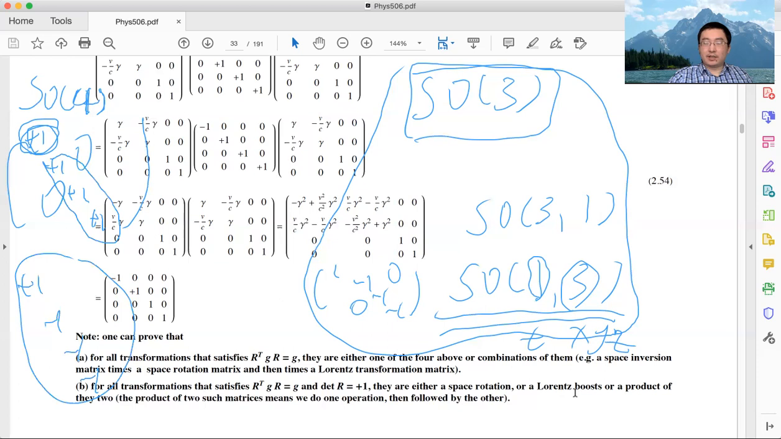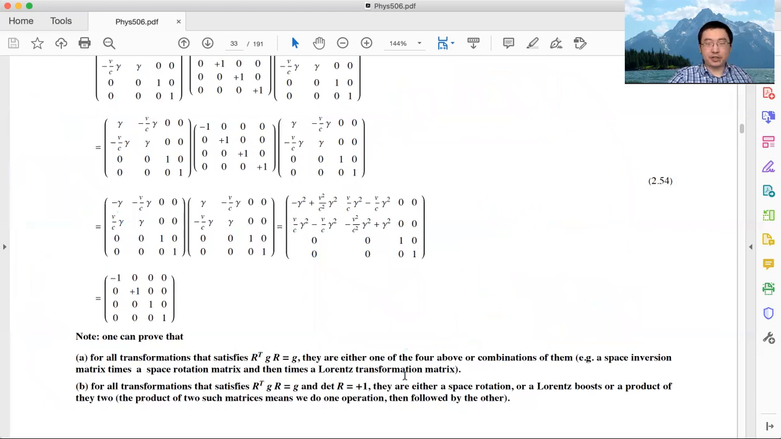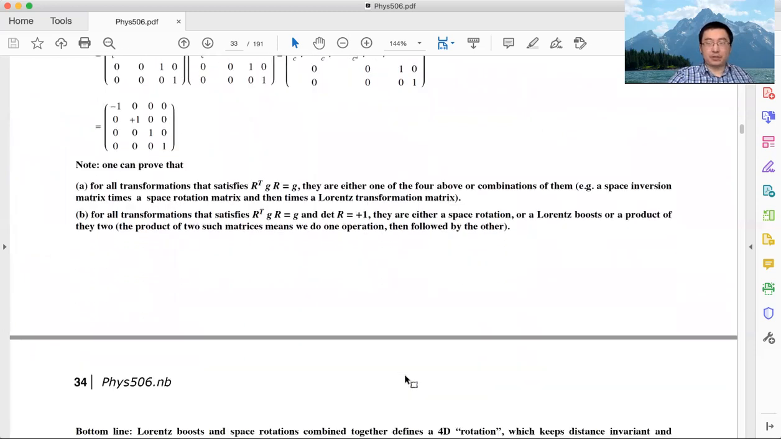Okay, and this transformation is related with 4x4 matrices that satisfy these 2 conditions. The first condition is that it makes the metric tensor invariant. The second condition is that the determinant equals +1. Determinant equals +1 tells us this is not a space invariant or a time invariant. Okay, so that's the mathematical terminology for this 4-dimensional rotation.